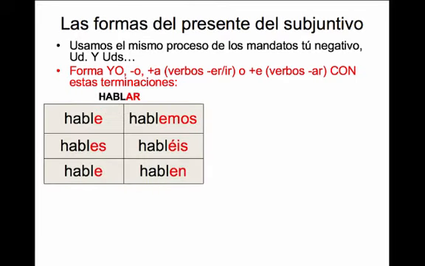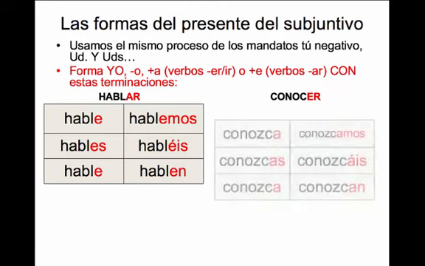So for hablar, hable, hables, hable, hablemos, hableis, hablen. So this should look familiar to you, similar to the indicative mood, but then with this opposite A to E type ending. Here's for conocer.